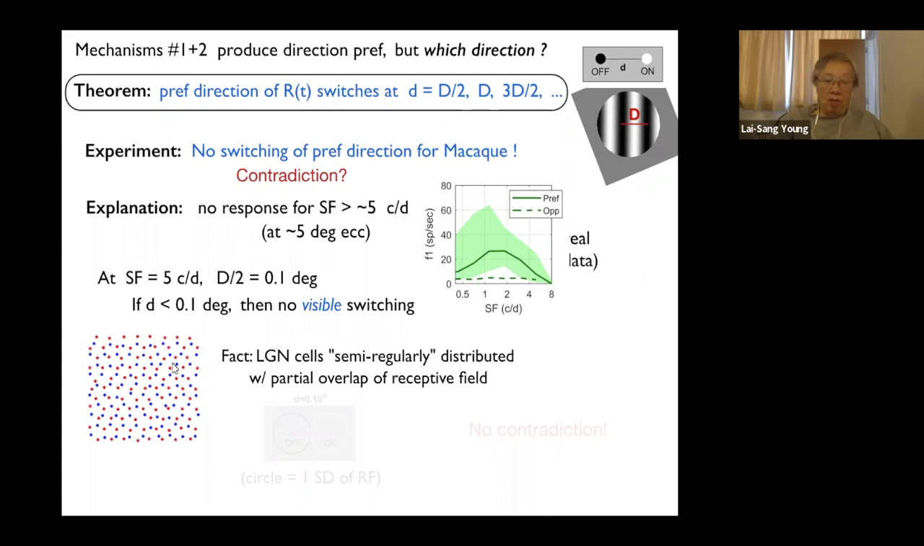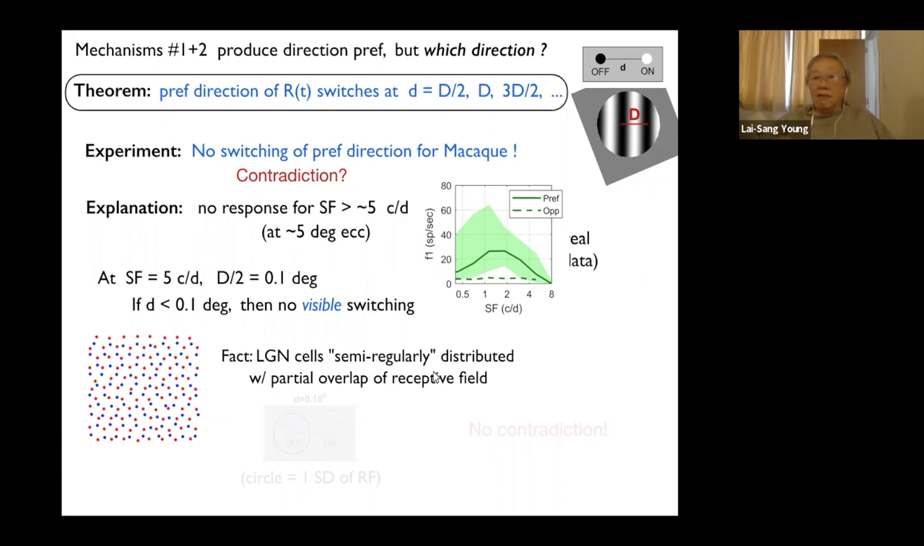And so we go to the LGN cells, okay? And the fact is that the LGN cells are semi-regularly distributed. People have seen those in a microscope, you can really see them. It's not a rigid lattice, very far from it. In fact, if you want to attach a lattice to it, you really cannot.